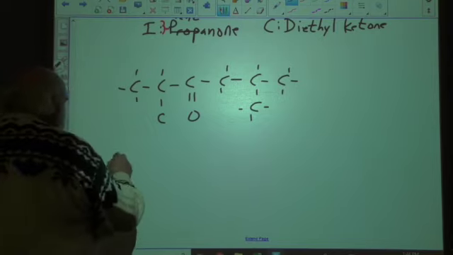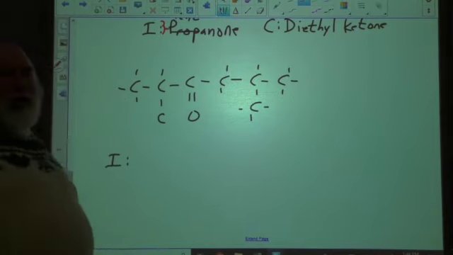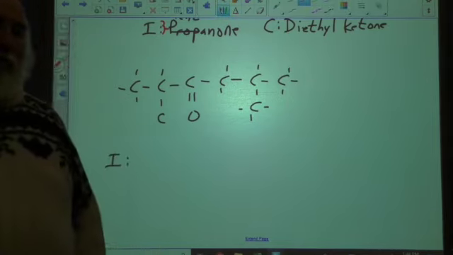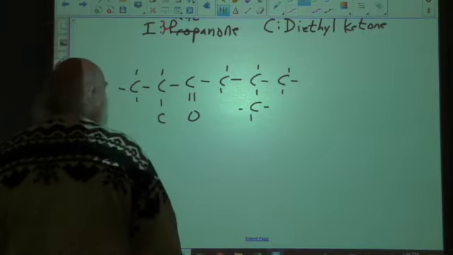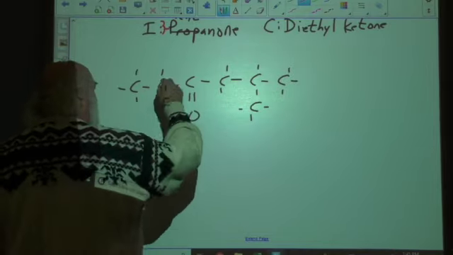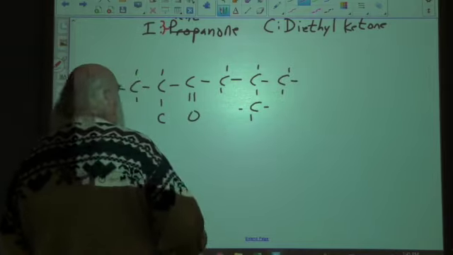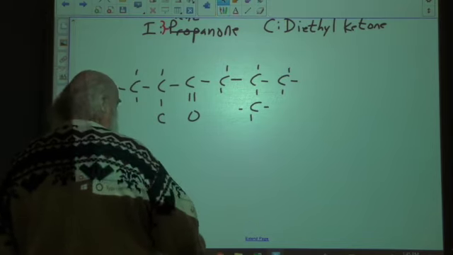IUPAC. Alright, this is where the fun begins. What's the longest continuous chain of carbons in this compound? Well, you can go a number of different ways with this. You go from here to here, or straight across, or variations thereof. But it's 6 no matter what you do. So this is going to end with hexanone.